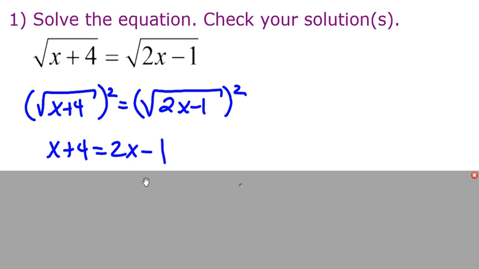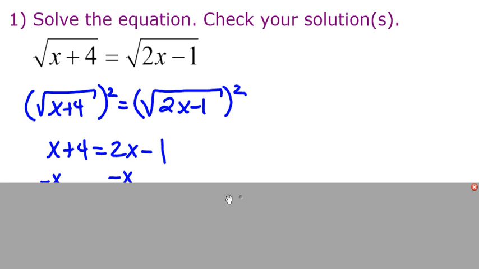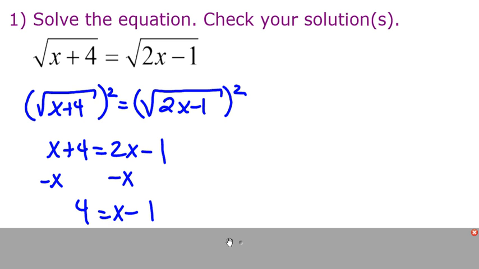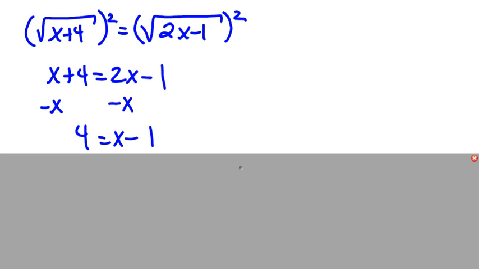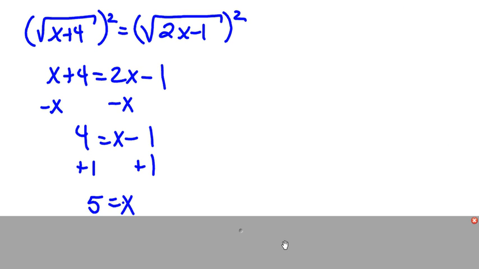Just like we solve other linear equations, typically we start with the lowest variable first and undo that, so we can subtract x from each side. Then we can combine our like terms for our constants. We could add 1 to each side. This is looking like x equals 5.